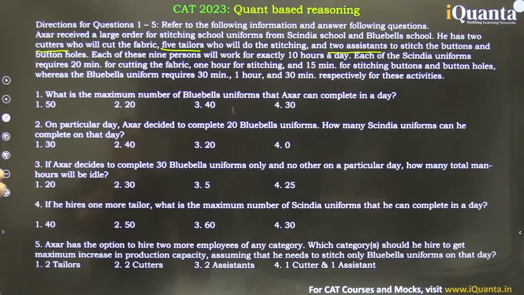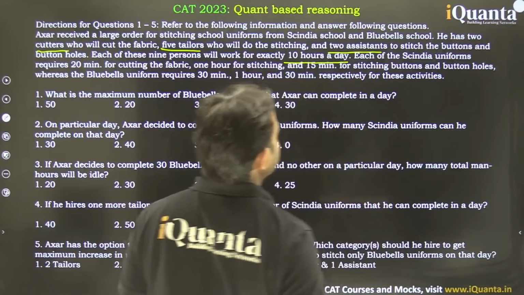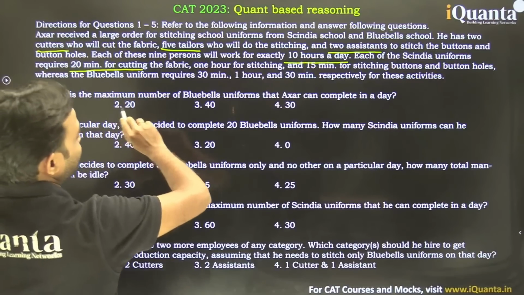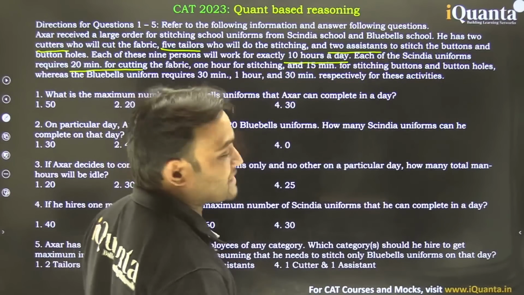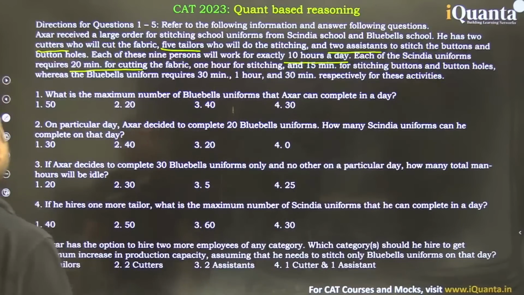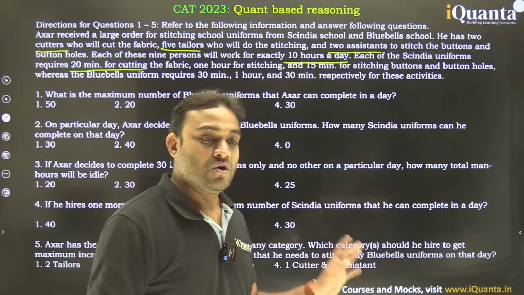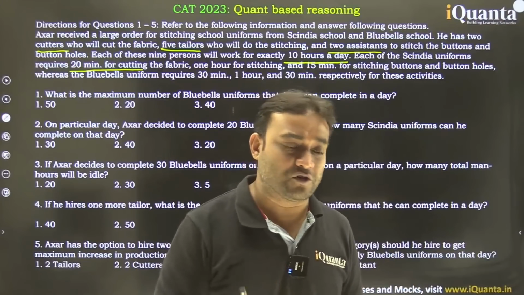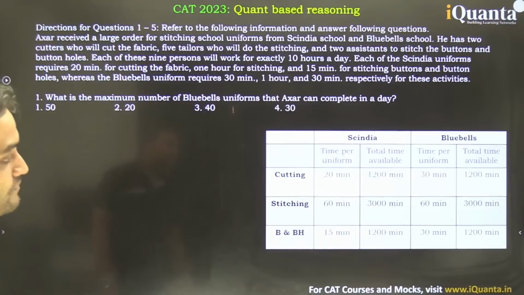Each of these 9 persons will work for exactly 10 hours a day, and each of the Scindia uniforms requires 20 minutes for cutting the fabric, 1 hour for stitching, and 15 minutes for stitching buttons and buttonholes. Whereas the Bluebells uniform requires 30 minutes, 1 hour and 30 minutes respectively for these activities. So all the information has been given for what part, how much time is required, how many persons are given. So what we can do, we can make a table for this.